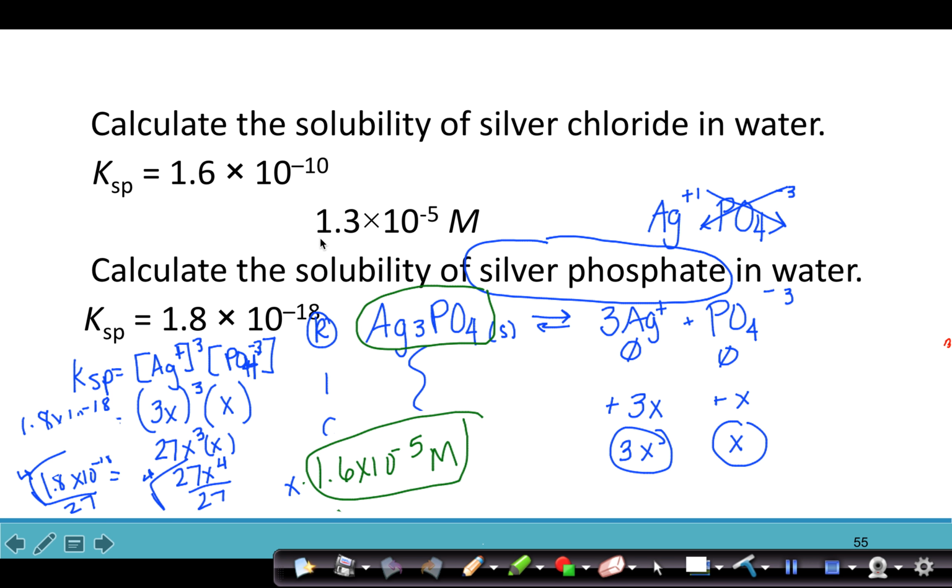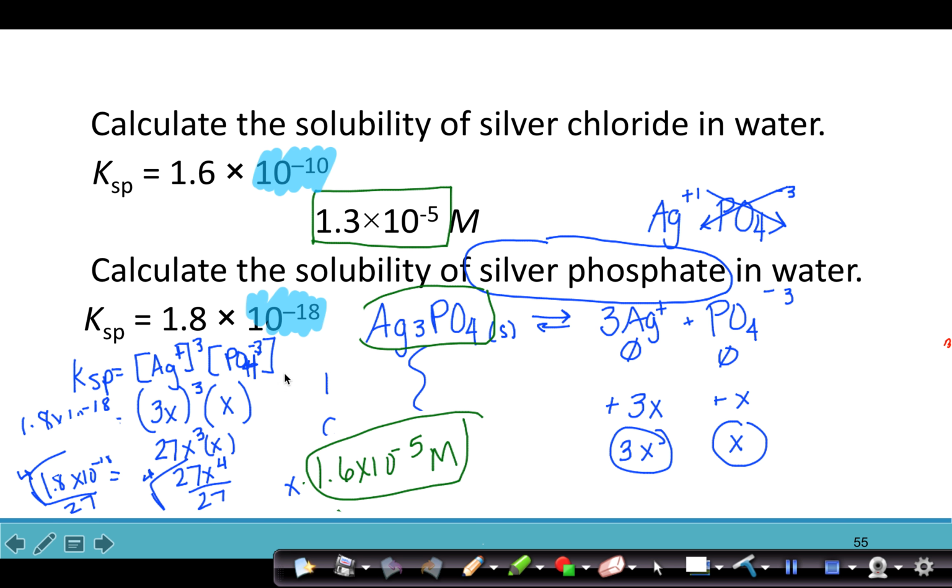And what I'd like for you to note is that it's actually slightly more soluble than the silver chloride. So this is 1.6 times 10 to the minus 5 molar. This is 1.3 times 10 to the minus 5 molar. But if you look, this particular Ksp was 10 to the minus 18.